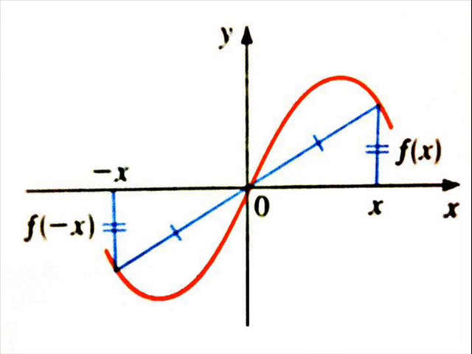The graph of an odd function is symmetric about the origin. If we have plotted the graph of a function for all positive x, then we can obtain the entire graph by rotating this portion through 180 degrees about the origin. This is equivalent to reflecting first in the x-axis and then in the y-axis.